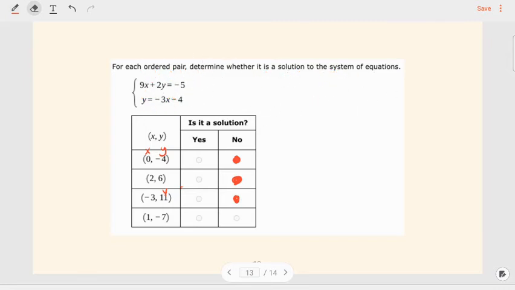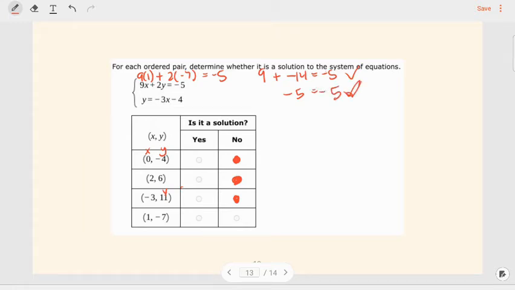Okay, is the ordered pair (1, -7) a solution? Now don't just assume, let's double check. So 9 times 1 plus 2 times -7 equals -5. 9 times 1 is 9. 2 times -7 is -14. And that does work out. 9 plus -14 is -5. So yes, it works for the first one.